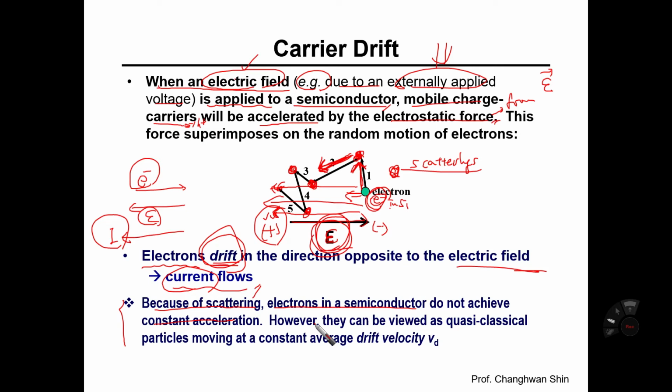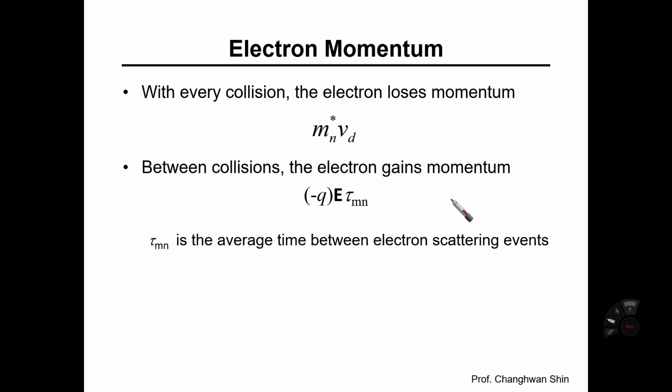So to make our life easier, to simplify the movement of electrons in silicon material, all the electrons can be viewed, can be understood as what? As quasi-classical particles, which are moving at a constant average drift velocity, such as Vd. Okay, so in the next slide, we can write down the equation to describe the momentum of electrons in silicon material.